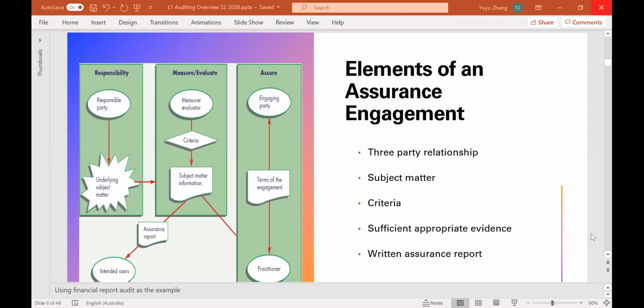A stock take? Yeah, stock take. That's a way to get the evidence for the physical existence and also the value of the inventory.